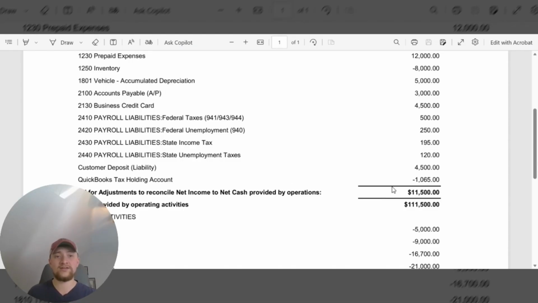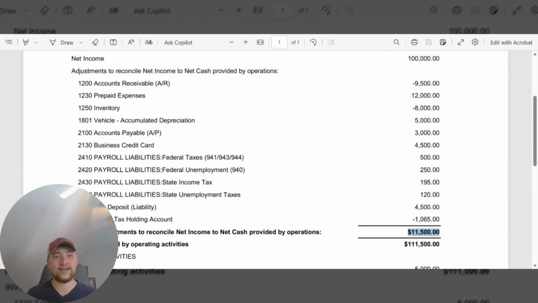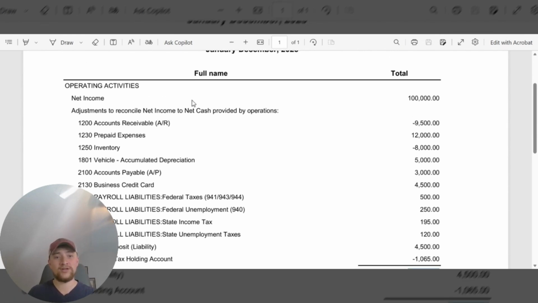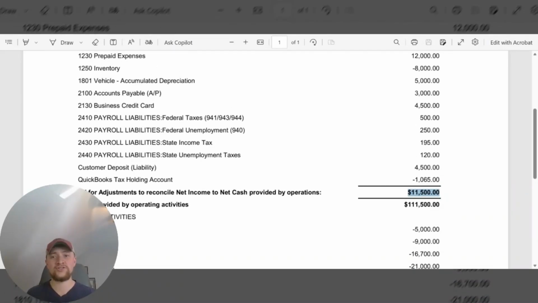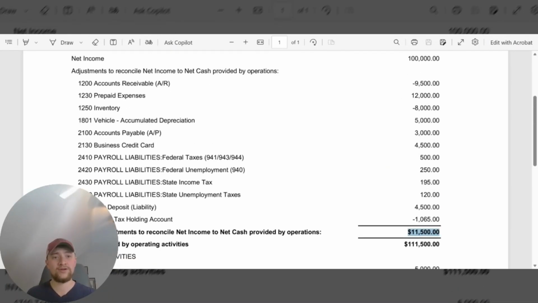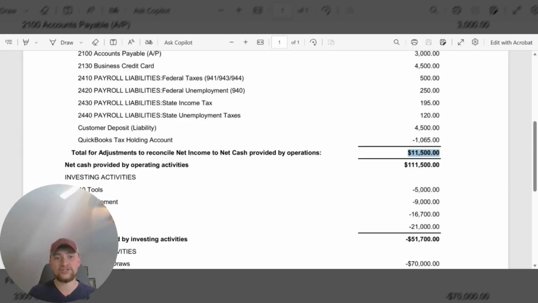So that's the operating section. So we're looking at a net increase in cash of $11,500. That's adding all these together. That's the net increase in cash for your operating activities. And so adding that to the net income up here, we get $111,500. So that's only the first section though.